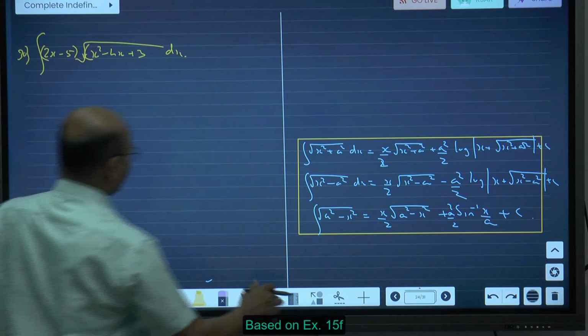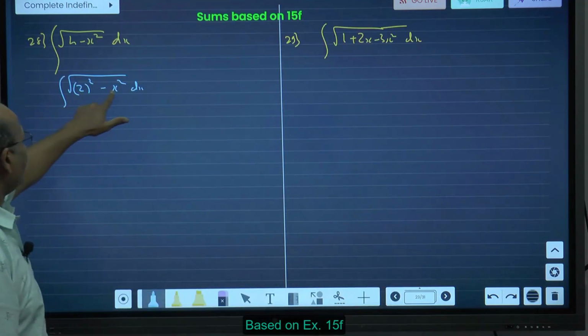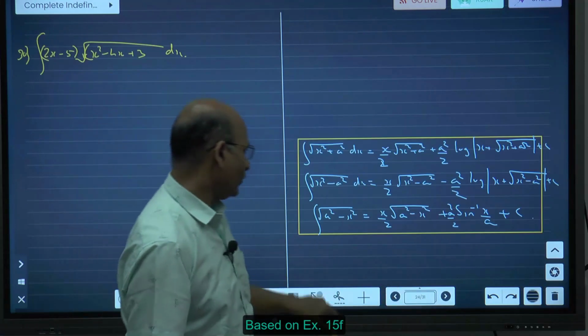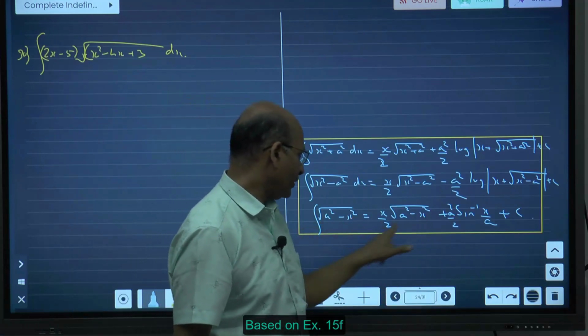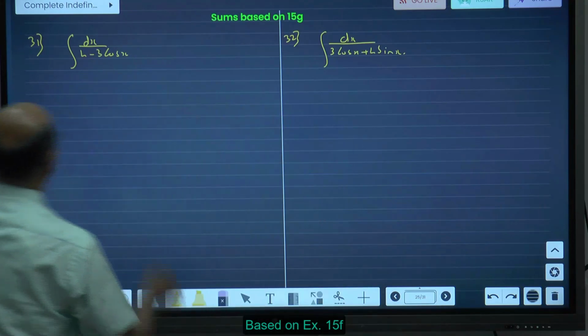Okay. So, what is this formula now? This format is a square minus x square. Now, what is the a square minus x square? A square minus x square is x by 2. So, let us quickly do it now. A square minus x square.